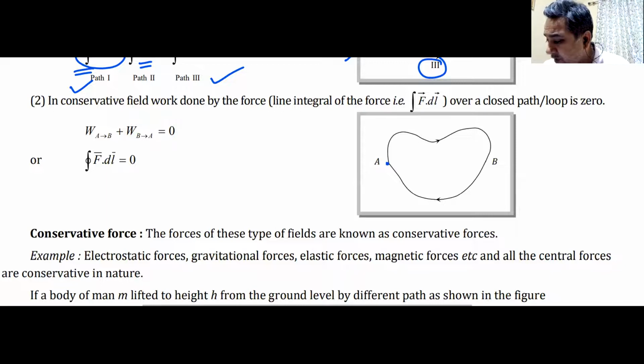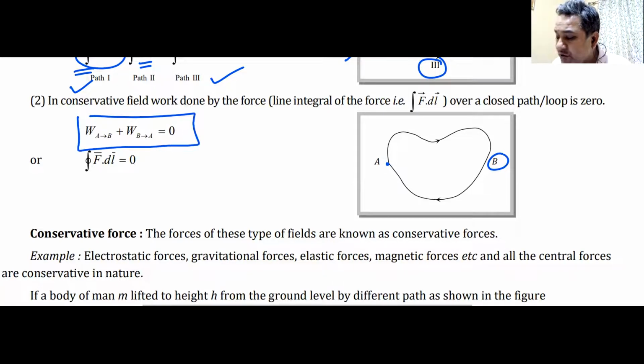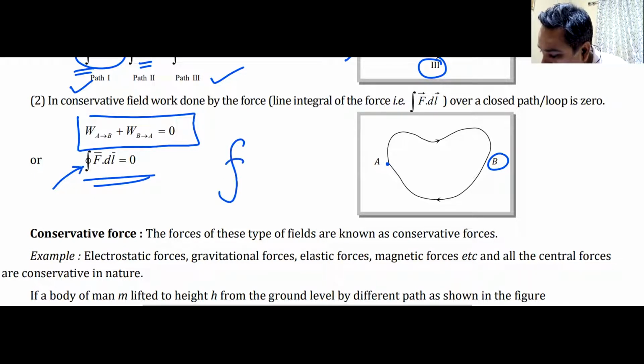You start from any point A, you go to any point B, you come back to the same point A. Work done from A to B plus work done from B to A would be 0. And this is how it is written. Notice that there is a gola, a circle, on top of the integral.